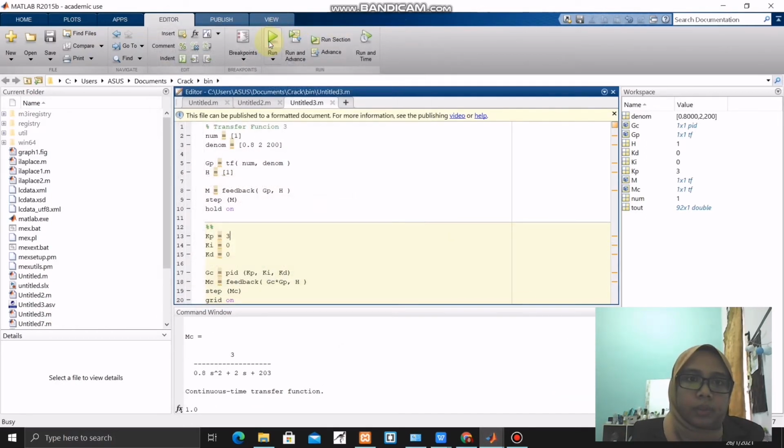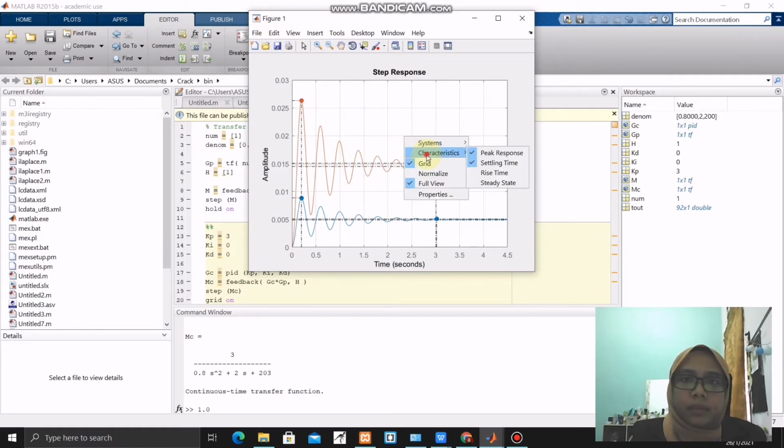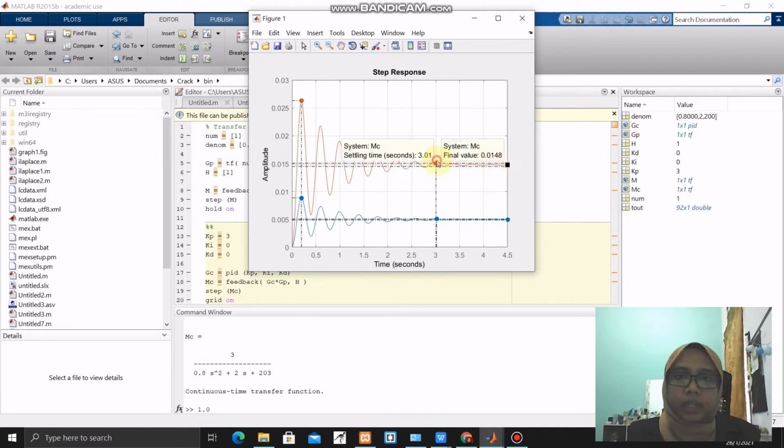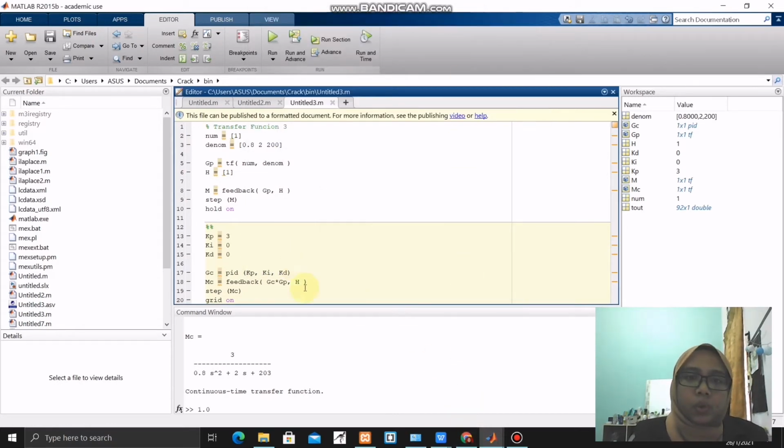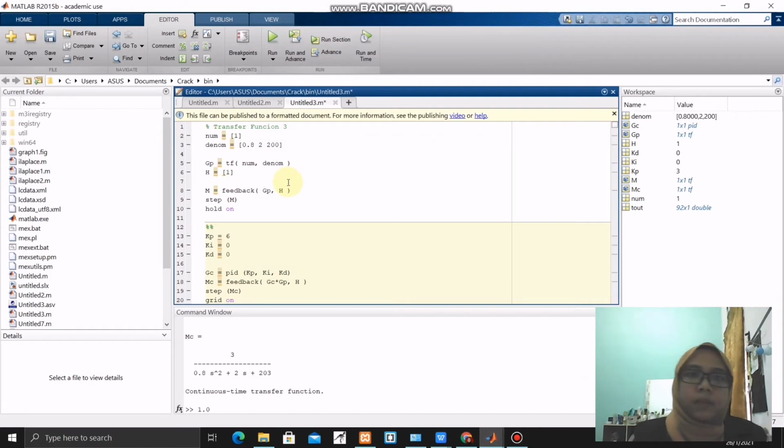Okay, so number 3. Here we have to find the overshoot, settling time, and steady state error. Here my steady state error is 0.0148%, my settling time is 3.01 seconds, and my overshoot is 78.1%. The same goes if I insert number 6; we will get different values.